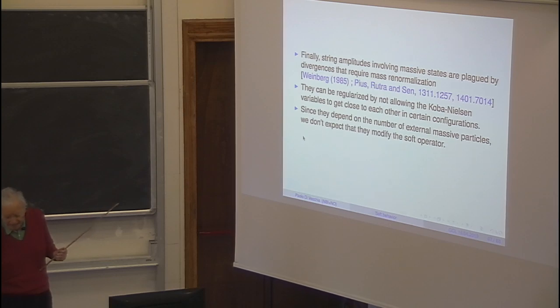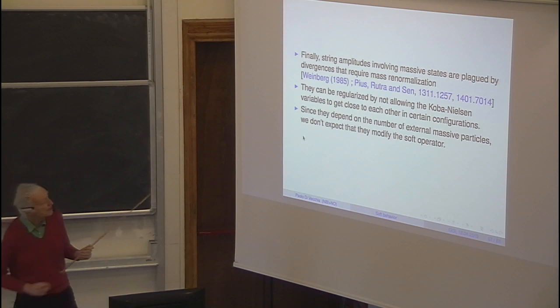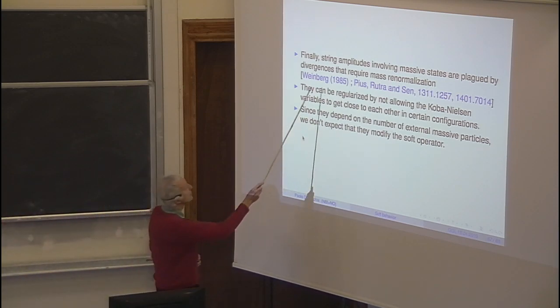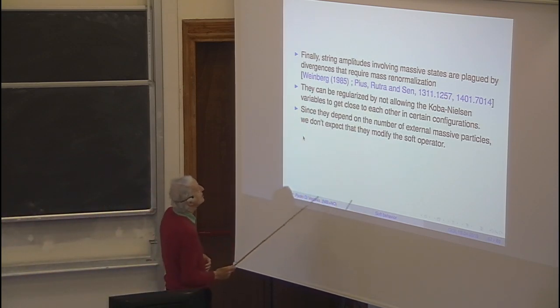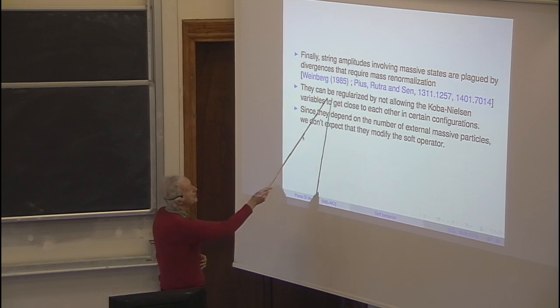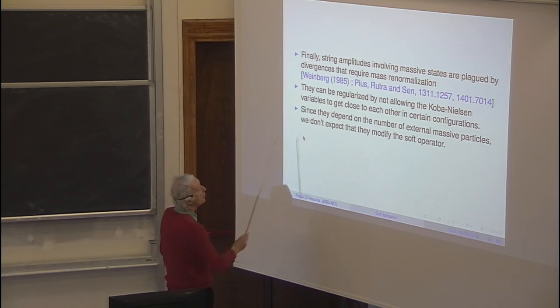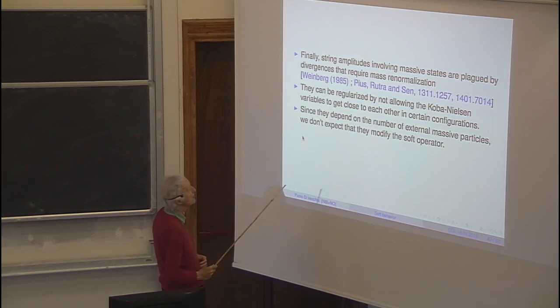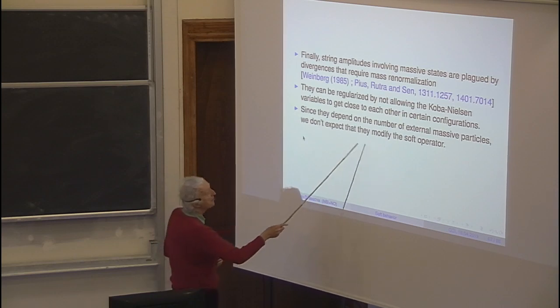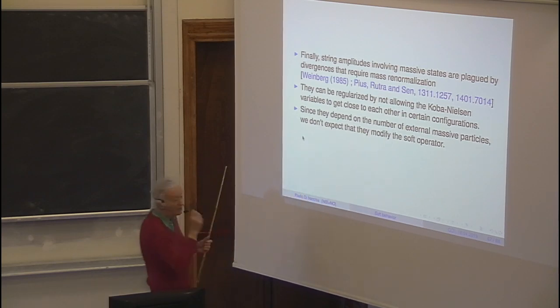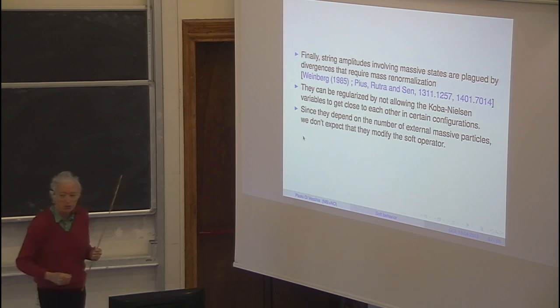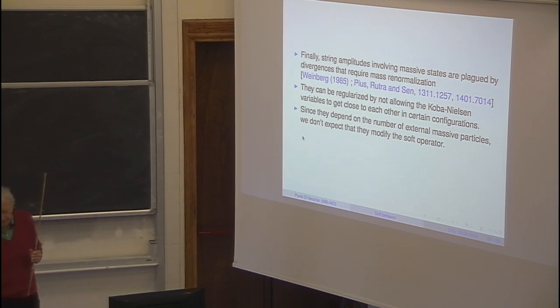Now, there are other problems, because if you have a massive string, they are also plagued by divergences, which require mass renormalization. They can be regularized by keeping the Koba-Nielsen variables not close to each other. Again, they depend only on the number of external massive particles, so they do not seem to change the soft behavior.